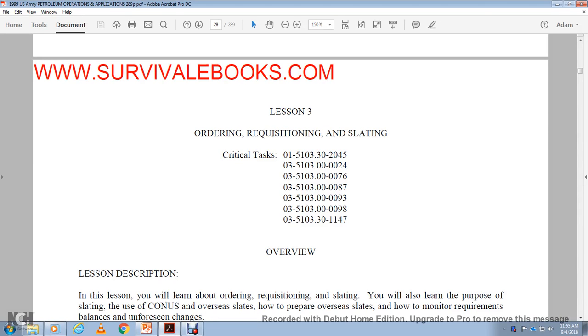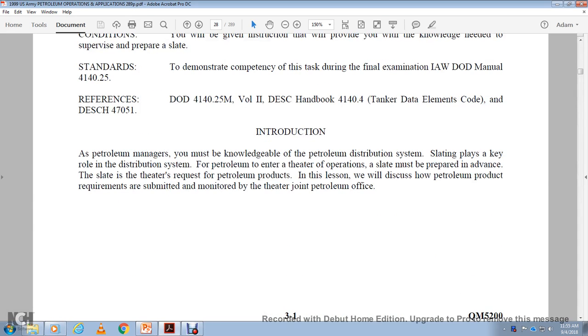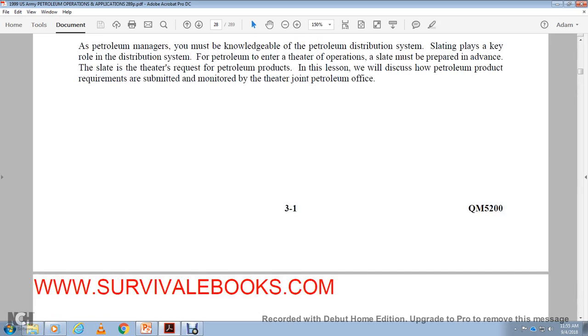Alright, lesson 3: ordering, requesting, and slating. Introduction. The petroleum man must be knowledgeable of petroleum distribution. Slating plays a key role in the distribution system. For petroleum in theater operations, the slate must be prepared in advance. The slate tells what the theater requires for petroleum product, and in this lesson we will discover how the petroleum product requirements are submitted to the theater joint petroleum office.